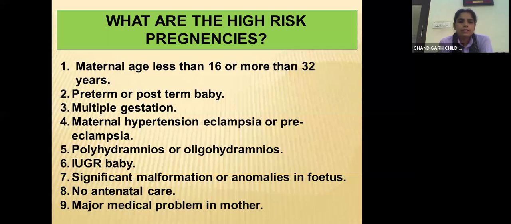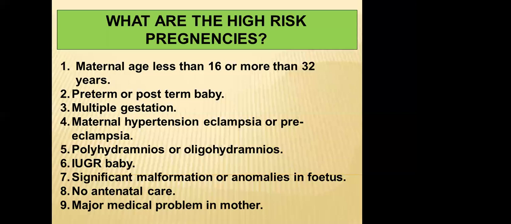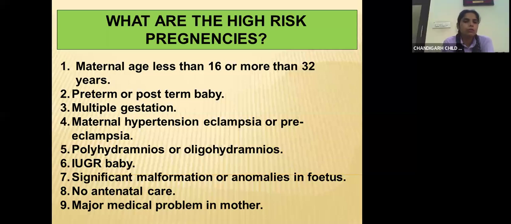And multiple gestation, maternal hypertension, eclampsia or preeclampsia. We know that whenever maternal hypertension occurs, due to hypertension the mother can have a seizure. So at that time, the baby requires initial steps. Others are polyhydramnios or oligohydramnios, IUGR baby, significant malformation or abnormalities in the fetus, no antenatal care, and major problems in the mother.